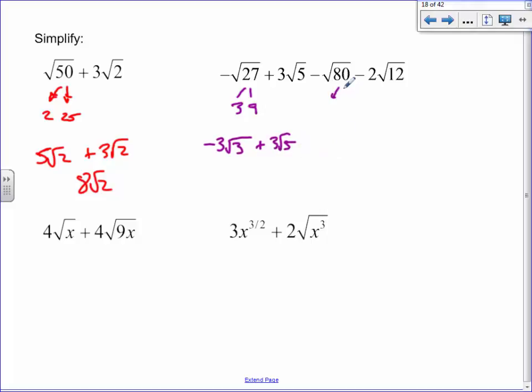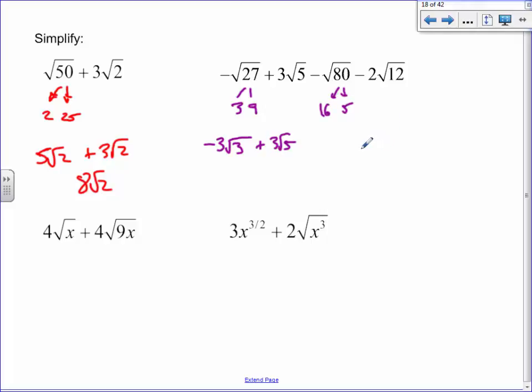Same logic with the 80. I need to find a perfect square number that goes into 80. And there are lots of numbers that go into 80, like say 1 and 80, 2 and 40, 4 and 20. 4 is good, right? Because 4 actually is a number that's a perfect square. But there's a better one than just 4. I believe 80 divides by 16 to get 5. So this is the best solution.